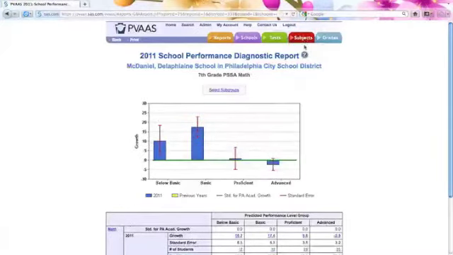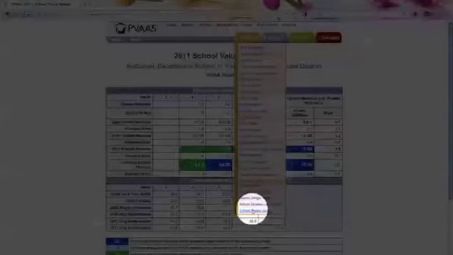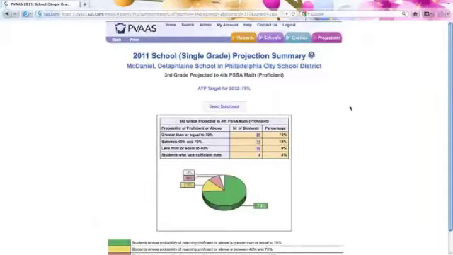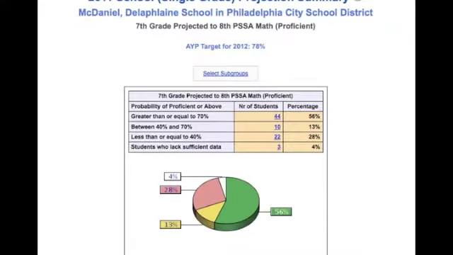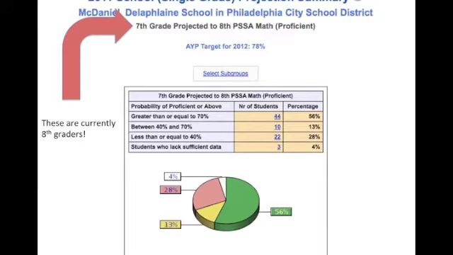So now we need to identify those students that need the push. So under reports, we're going to the very last choice. This whole next section is all based on probabilities, projections of what kids can achieve. So first things first, it says 3rd grade projected to 4th grade. In other words, these are 4th grade students and what they achieved on their 3rd grade test. Here we have another one, 7th grade projected to 8th grade. So this is going to actually give us our 8th grade students, their probability of scoring proficient.